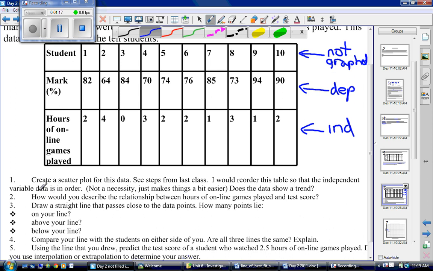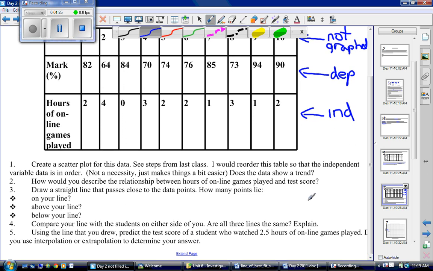So your instruction here: create a scatter plot for this data and use the steps that we learned in last class, which I'm basically giving to you again. One nice thing to do is you can reorder the table. If you'd prefer, put these hours in order, then you can move left to right on your graph, which is kind of nice if you have trouble graphing all over the place, because you have to keep looking up your X value and your Y value. And what you need to do is determine whether the data shows a trend.